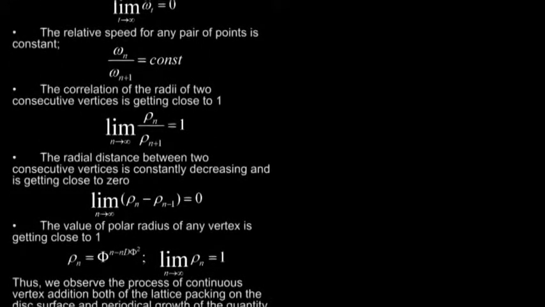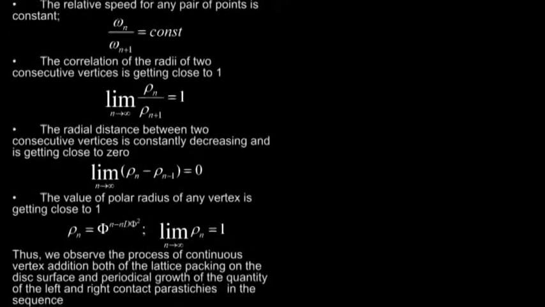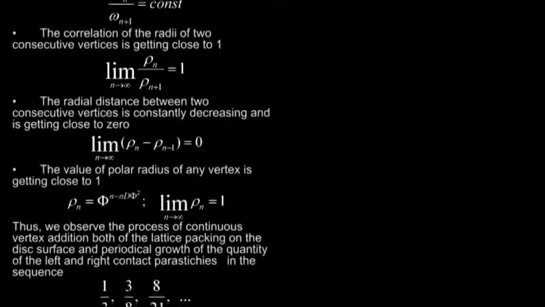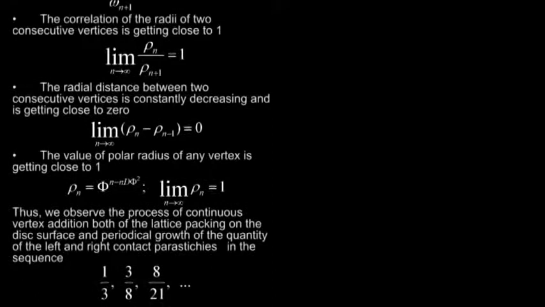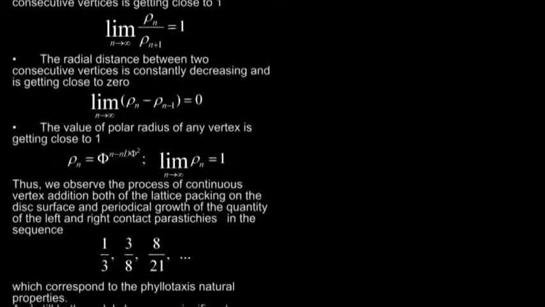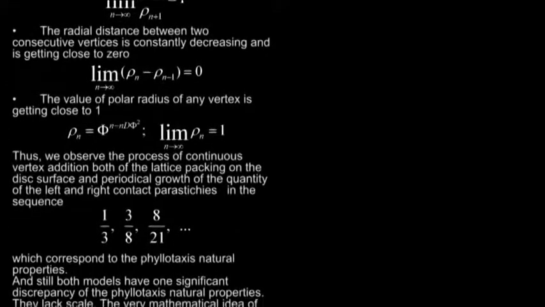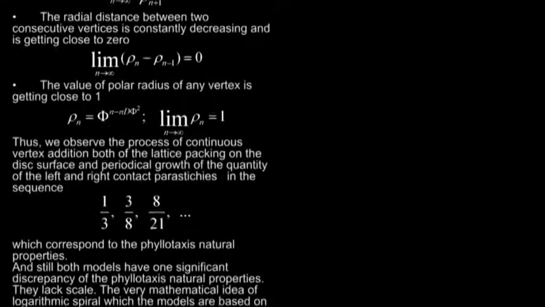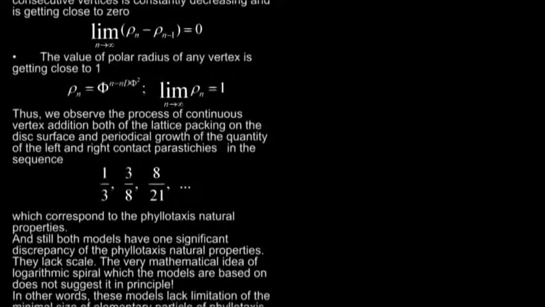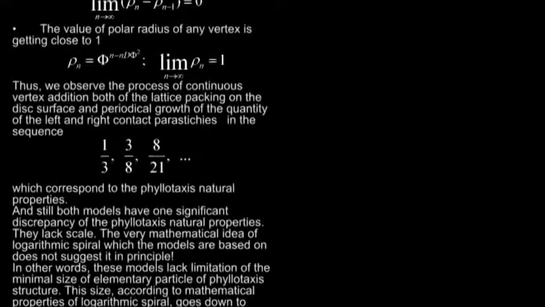And still both models have one significant discrepancy with the natural properties of phyllotaxis: the scale. The very mathematical idea of the logarithmic spiral, which the models are based on, does not suggest it in principle. In other words, these models lack a limitation of the minimal size of the elementary particle of the phyllotaxis structure. This size, according to the mathematical properties of the logarithmic spiral, goes down to 0, which is physically impossible.